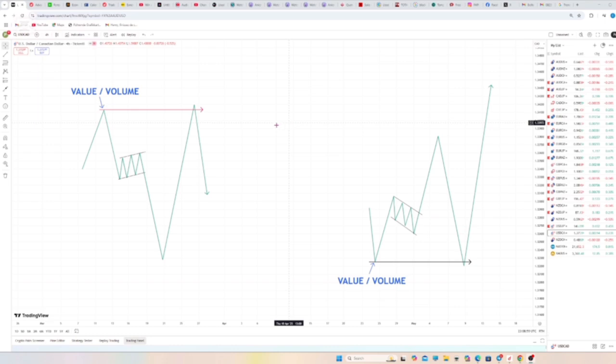So I want to see first of all value or volume before I see a structure, because there won't be any point for me to get structure if I don't have value. It's like a car without the batteries. And also, just to give a brief explanation, for price to move from point A to point B, it needs value or it needs volume.